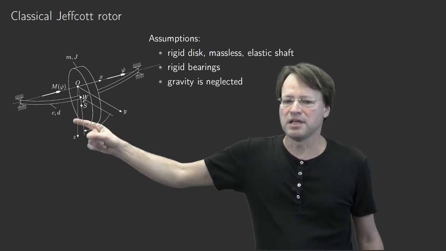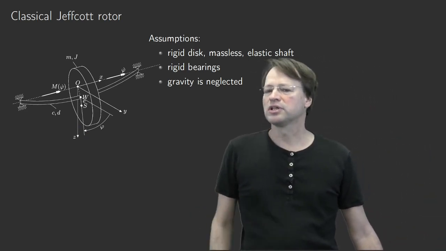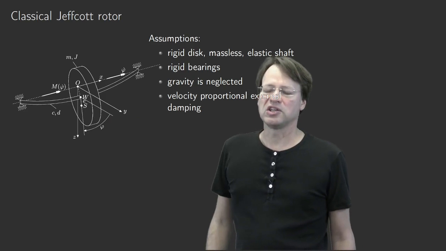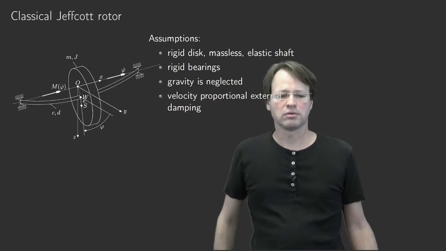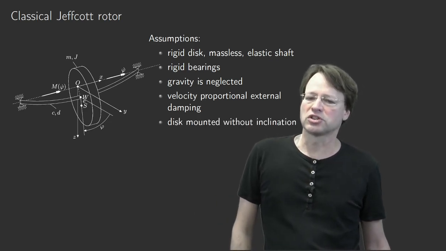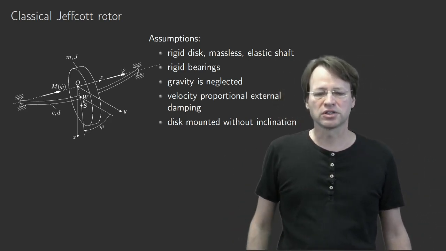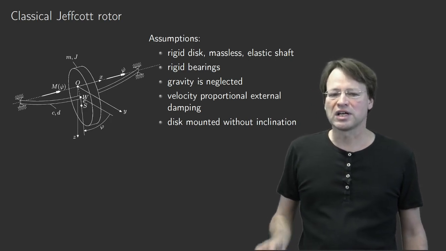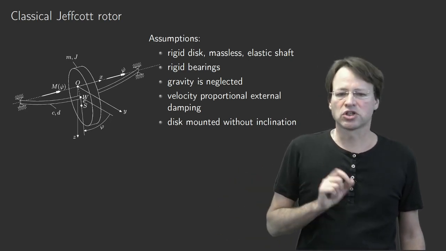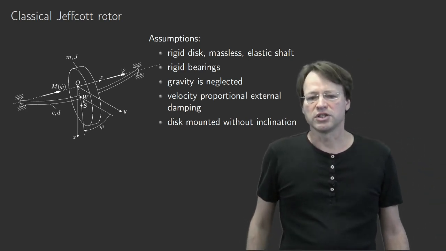Then for the damping here, we will assume that it's velocity proportional damping, so external damping, one could say. Finally, the disc is mounted without any inclination, so it's straight or vertical to the shaft, perpendicular to the shaft, and we're just studying bending vibrations, and we do not study any torsional vibrations. Torsional vibrations will be also studied in this course of machine dynamics, but not in this chapter, not in the next chapter, but after the next chapter we will move to torsional vibrations of drivetrains.